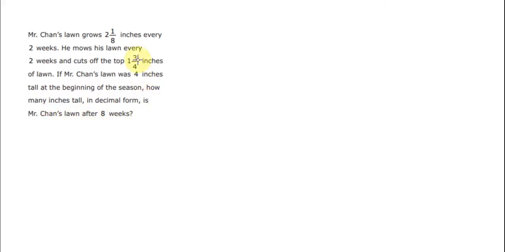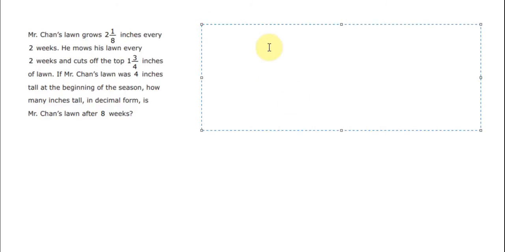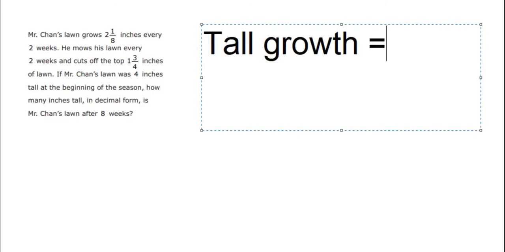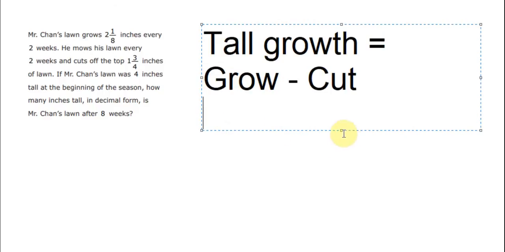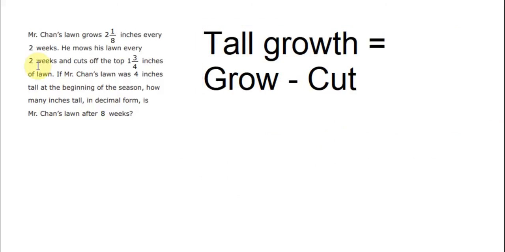So we need to find the total growth. We know that the lawn grows about 2 and 1/8 inches, and later we need to cut off 1 and 3/4. So we have the growth minus the cut here. So we have 2 and 1/8 minus 1 and 3/4.